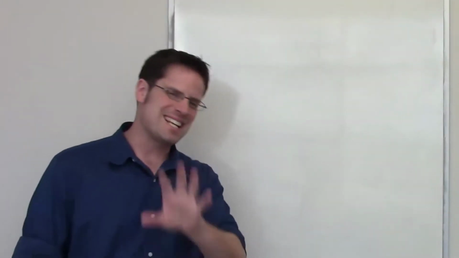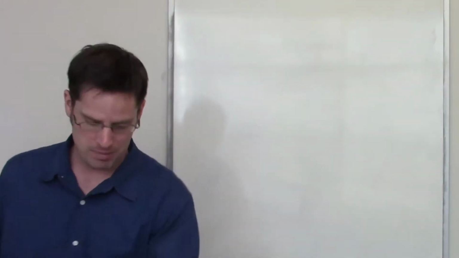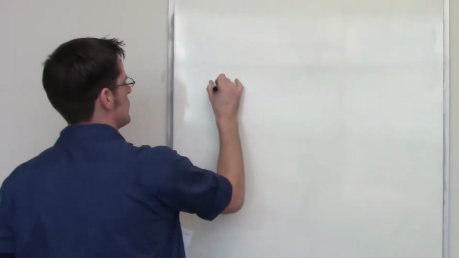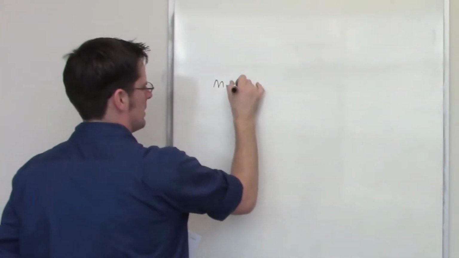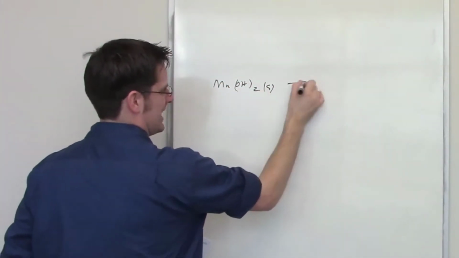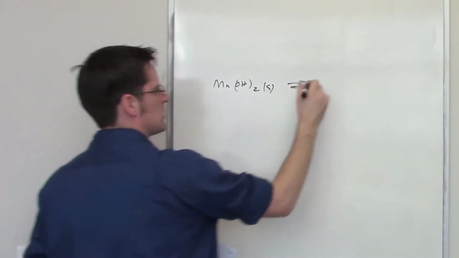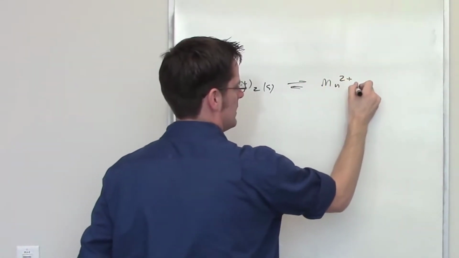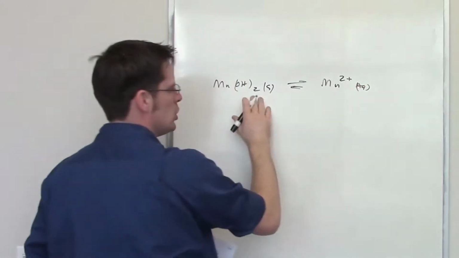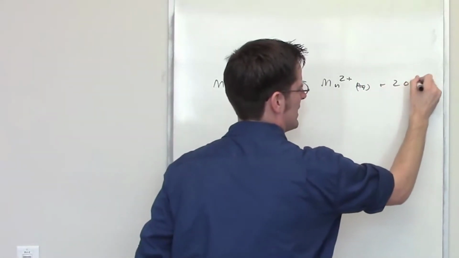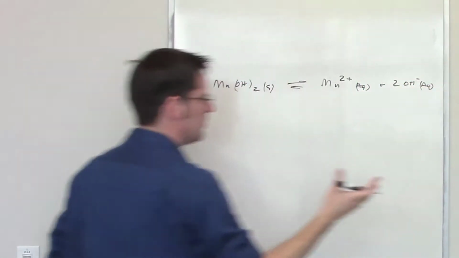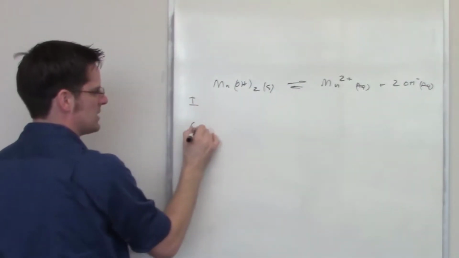The strategy for this problem is exactly the same as the previous problem that I did. We've got manganese hydroxide, and this of course is a solid in an equilibrium setting. It dissociates to form manganese cation plus 2 molar equivalents of hydroxide anion. To solve this problem, we're of course going to have to do an ICE table.